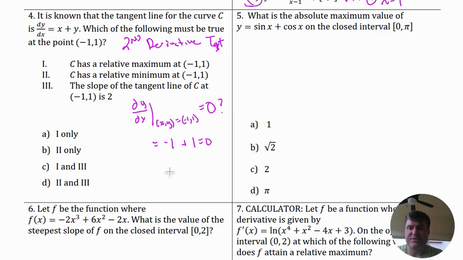Okay? So because of that, I can knock out 3 right off the bat, because it says the slope of the tangent line of C at -1, 1 is 2. That just means the derivative is 2. That is certainly not true. So it's definitely not 3. So we can cross out C and D. Those are not an option.